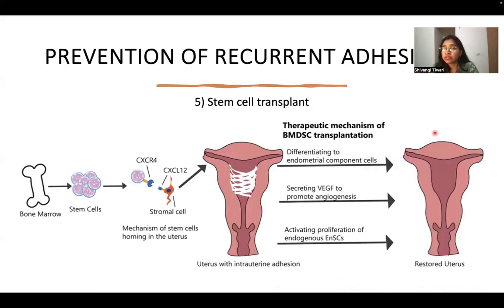Next, we can use stem cell transplant, but it is still under development. Bone marrow stem cells can be used. These stem cells differentiate into the endometrial component cells. They secrete VEGF to promote angiogenesis. They activate the proliferation of the endogenous endometrial stem cells, and they restore the uterus. But these stem cells are still under research.